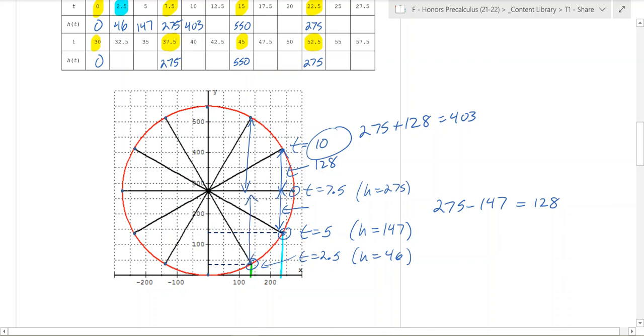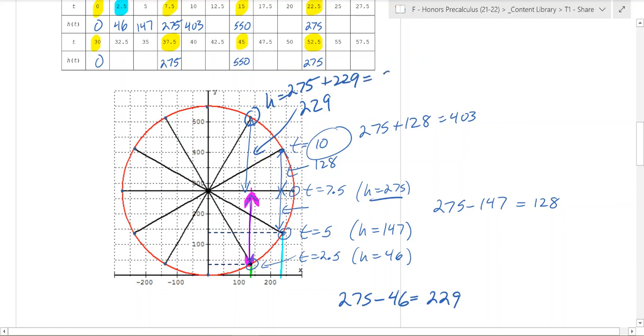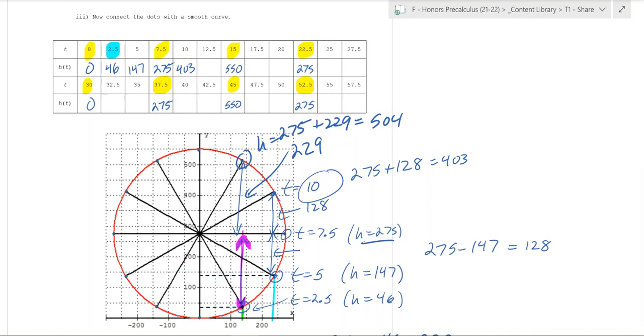So what is this distance right here? The purple distance, that's from the midline, so that's 275 minus 46. 275 minus 46 is 229. So that right there is 229. So this height right here is going to be 275, which is the midline height right there, plus 229, which is 504. So at 12.5, it's going to be 504.